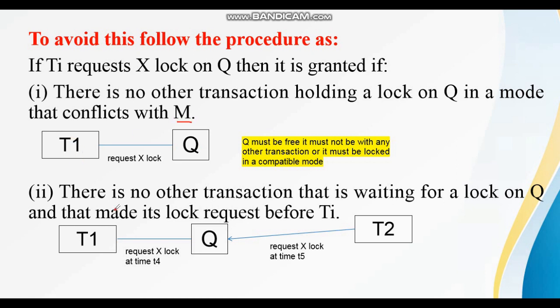The second condition which must be satisfied: there is no other transaction that is waiting for a lock on Q and that made its lock request before Ti. Here it is very important to understand: there should not be any other transaction waiting for Q, and if one is waiting, it should not have sent its request before T1. T1 must be the first to request a lock on Q before any other transaction requests any lock on Q. So these are the two conditions that must be satisfied so that a transaction never enters starvation.